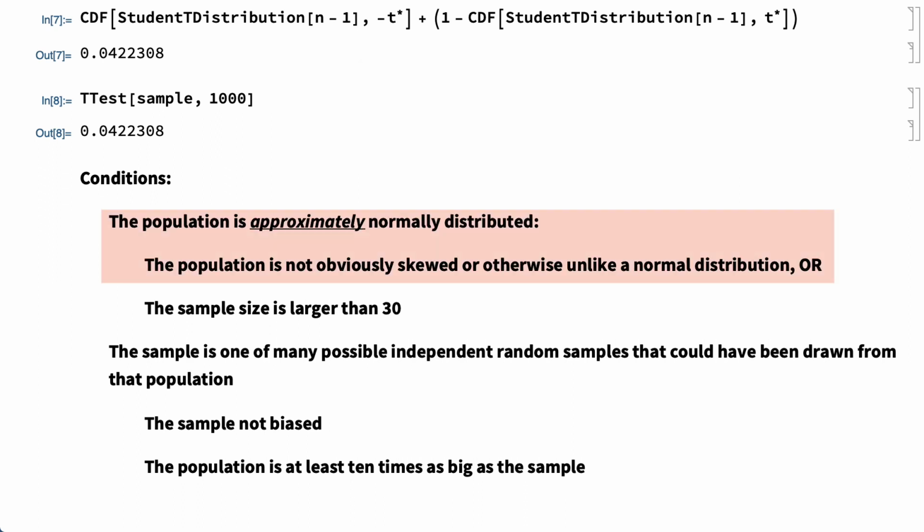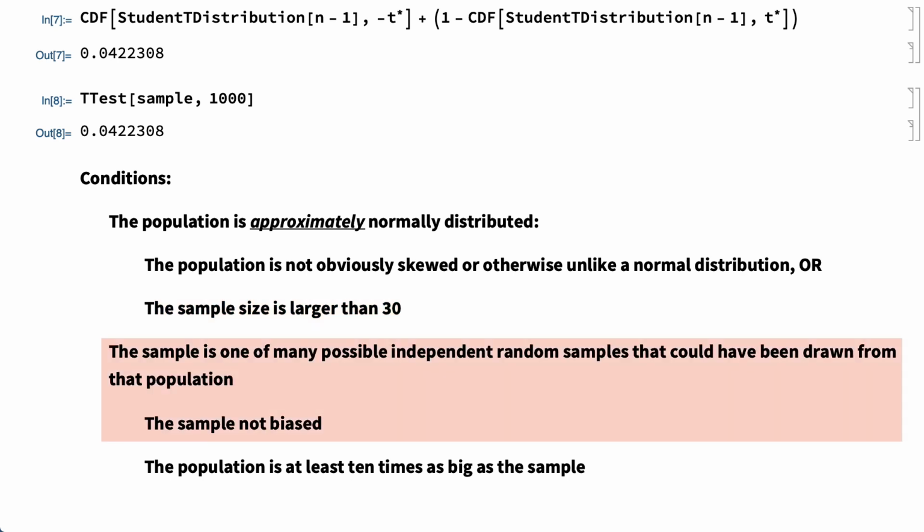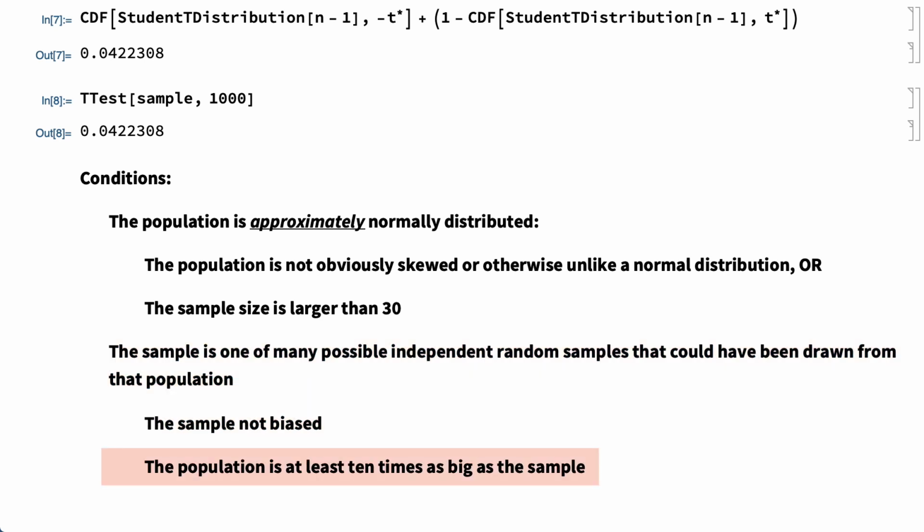The population must be approximately normally distributed so that the shape of the sampling distribution is a student t distribution, or the sample size must be big enough that the sampling distribution is approximately a student t distribution anyway. The sample should be representative of the population and not biased, which is a requirement for almost all statistical analysis, and the population should be at least 10 times as big as the sample so that it is possible, at least in principle, to draw many random samples without having the same individuals in every sample.